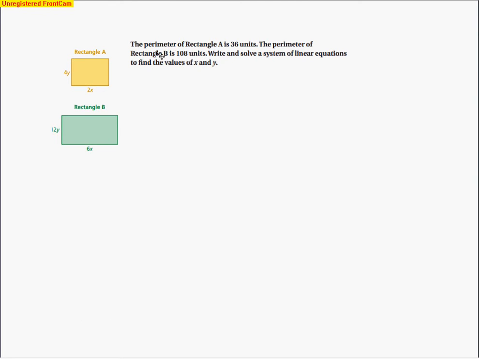On this problem, we're asked to find out what the values of x and y are on this rectangle. Let's take a look at the first one here, and it says that rectangle A has a perimeter of 36 units. Rectangle B has a perimeter of 108. So we're supposed to write a system to solve for x and y. Perimeter is 2L plus 2W, 2 times the length plus 2 times the width equals the perimeter. So we could go ahead and double the length and double the width. So I can write 2 times 4y plus 2 times 2x, and that'll equal 36.